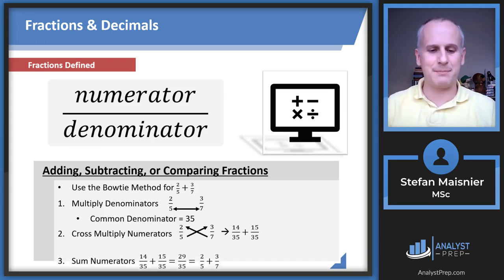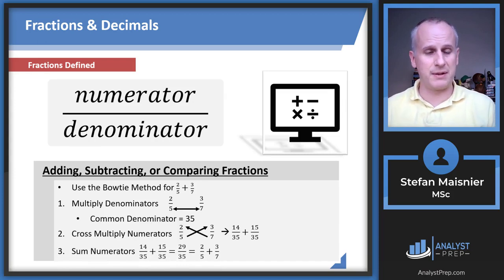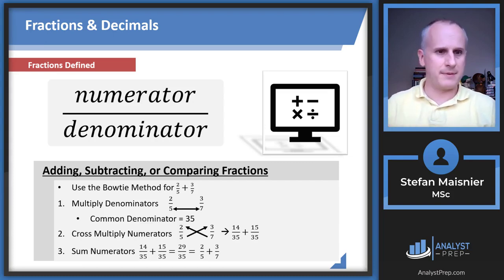Then our last step is to just sum the numerators, keeping the common denominator. So 14/35 plus 15/35 is going to be 29/35, which is what you get when you add 2/5 to 3/7. And this method, the bow tie method, you could use to subtract as well and potentially compare fractions with non-common denominators if you're asked to do so on the exam.